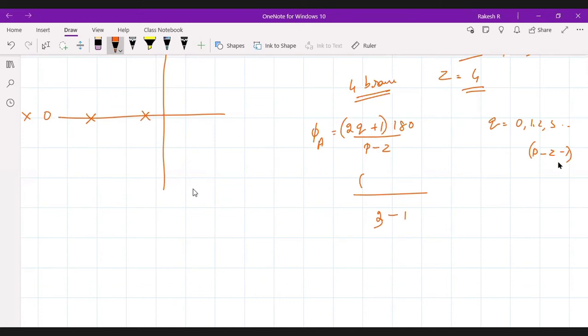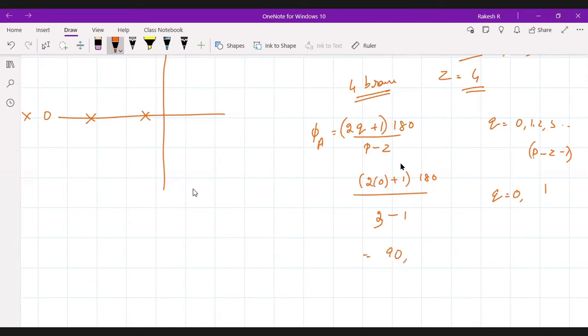So P minus Z minus 1 is what? 3 minus 1 minus 1 here. 3 minus 1 is 2, minus 1 is 1. So Q will be 0, 1. Substitute the value of Q equal to 0 and find out the value. So it is 2 into 0 plus 1 into 180. Just calculate; 180 divided by 2 will be 90 here.